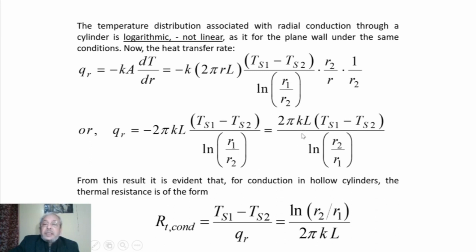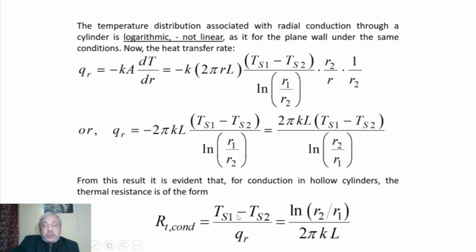We can reorganize the terms and write it as twice pi KL Ts1 minus Ts2 divided by ln R2 by R1. We absorb this minus sign, so it becomes ln R2 by R1. Therefore, now the conduction resistance we can write as potential difference divided by heat transfer rate. So Ts1 minus Ts2 by Qr is given by ln R2 by R1 divided by twice pi KL.